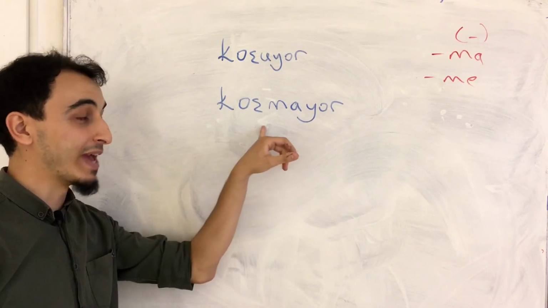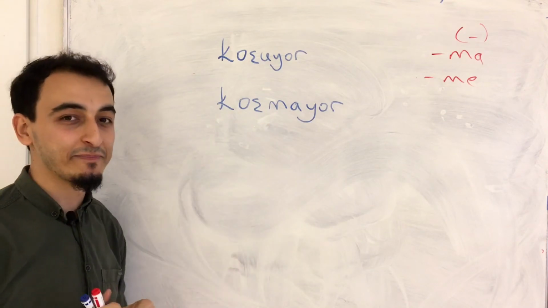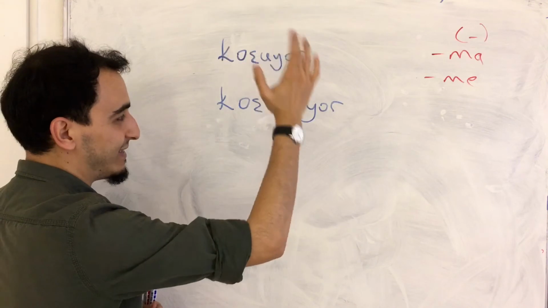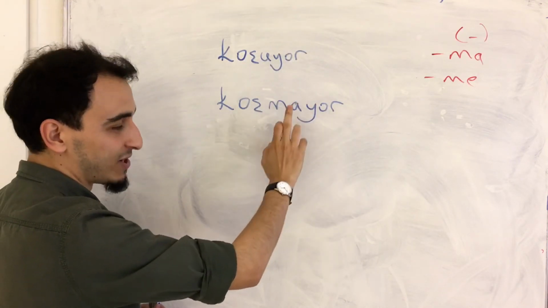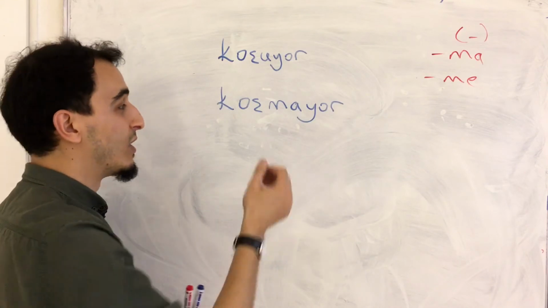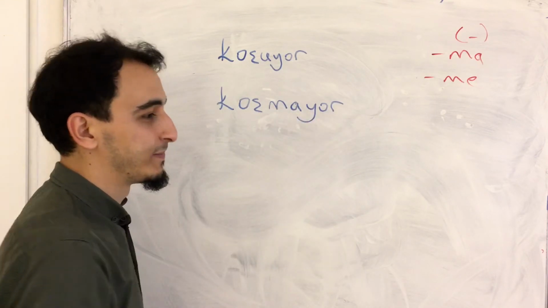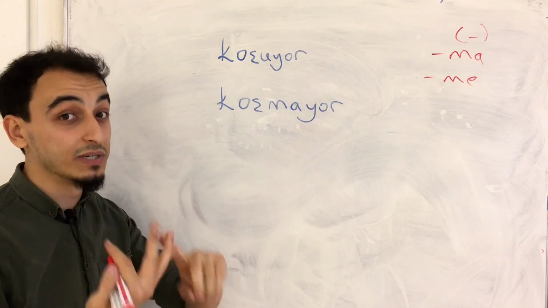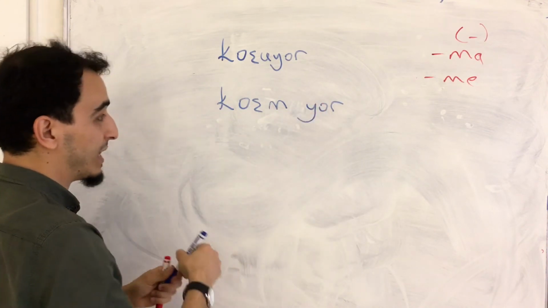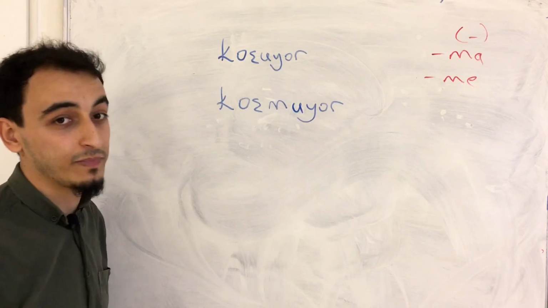So, do you expect it to be this way? No. So that is the exceptional thing. This ma, me also will have four forms, like mu, mi, mu, mu. So it will be like koşmuyor.